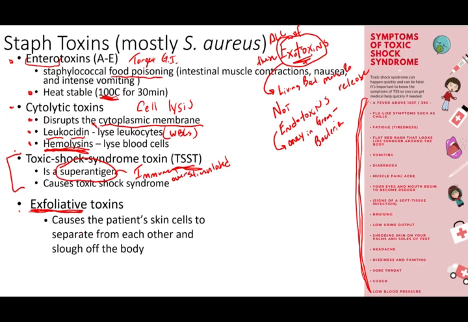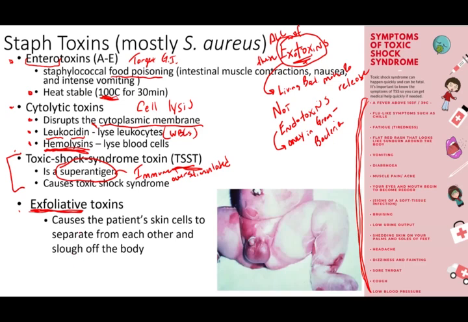This is a toxin that's going to damage the anchors that hold the upper layers of your skin intact. And so when this toxin operates, it's going to cause separation and sloughing off of the skin. And so this is an example of an infant that has a staph infection in which the exfoliative toxin is present. And so it looks like a really bad sunburn, or the after effects of a really bad sunburn where you have sheets of skin that are peeling off. And this is because of this exfoliative toxin.